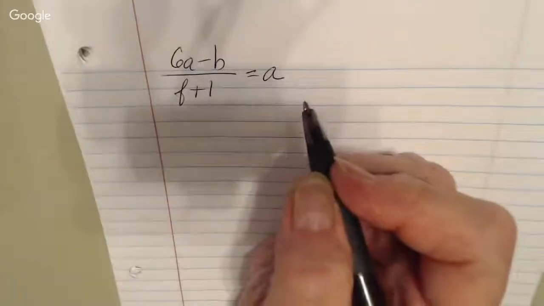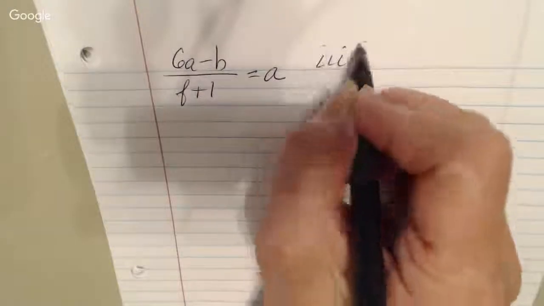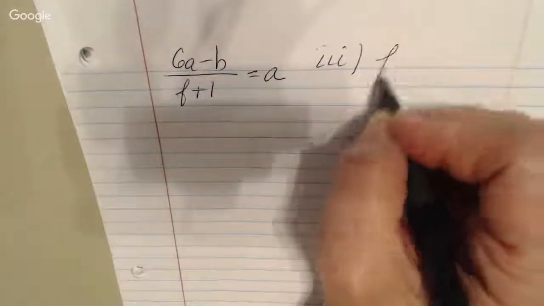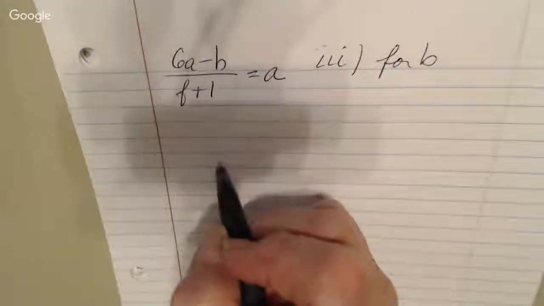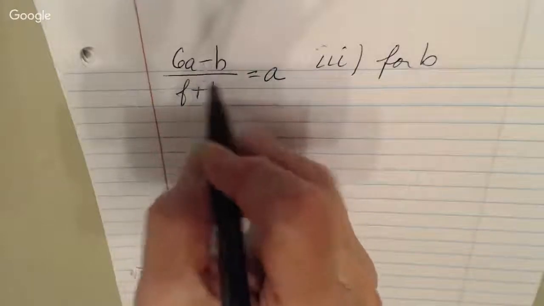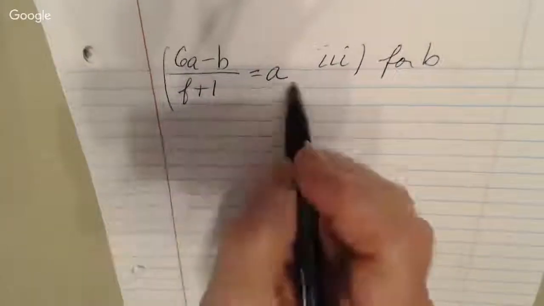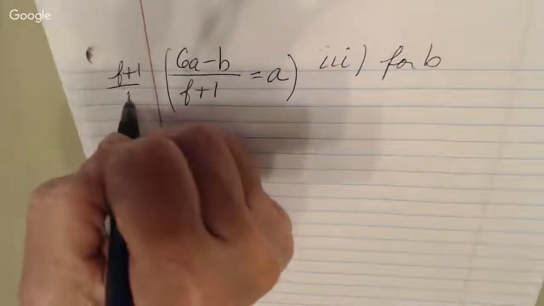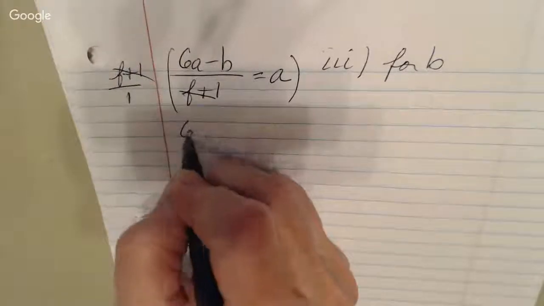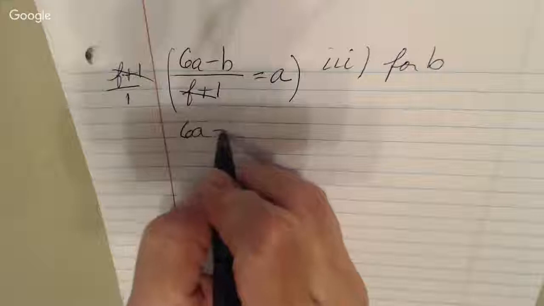All right. So now I'm going to go on to the triple I. I'm still using the same literal equation, which is 6a minus b over f plus 1 equals a. And now we are solving for b. So b's right here. Okay, I got to get that separated. Well, first, again, always get rid of your fractions. So we're multiplying by f plus 1 over 1. The f plus 1 cancels. And the 6a minus b is what's left.